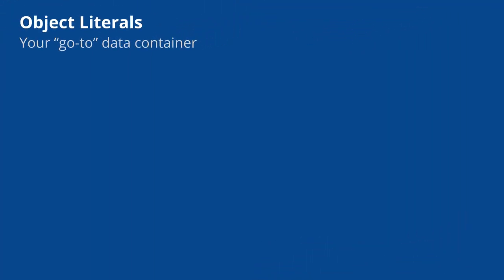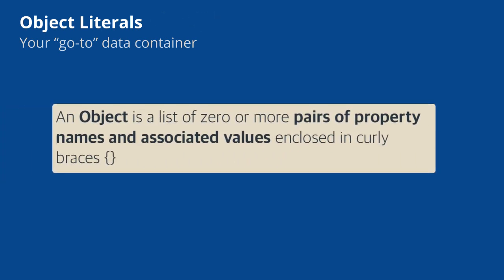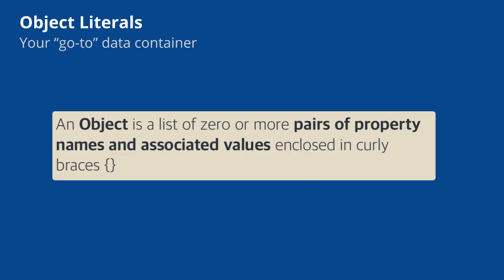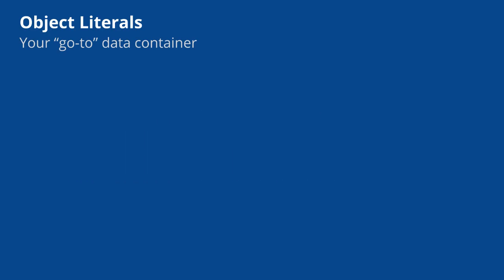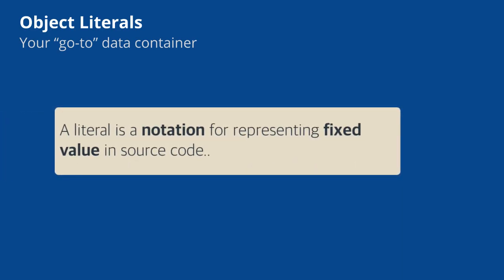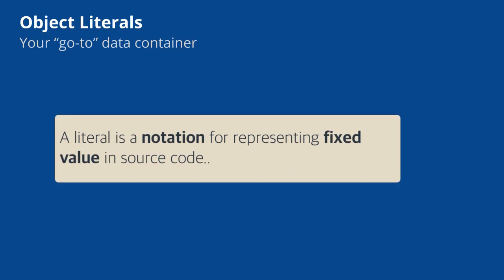Now I know you're super eager to get to coding, and your motivated self is telling you, let's get this done now. But let's take a step back. Let's slow down and break down the term object literal in fancy computer science terminology. An object is a list of 0 or more pairs of property names and associated values enclosed in curly braces. Gross. A literal is a notation for representing fixed value in source code.